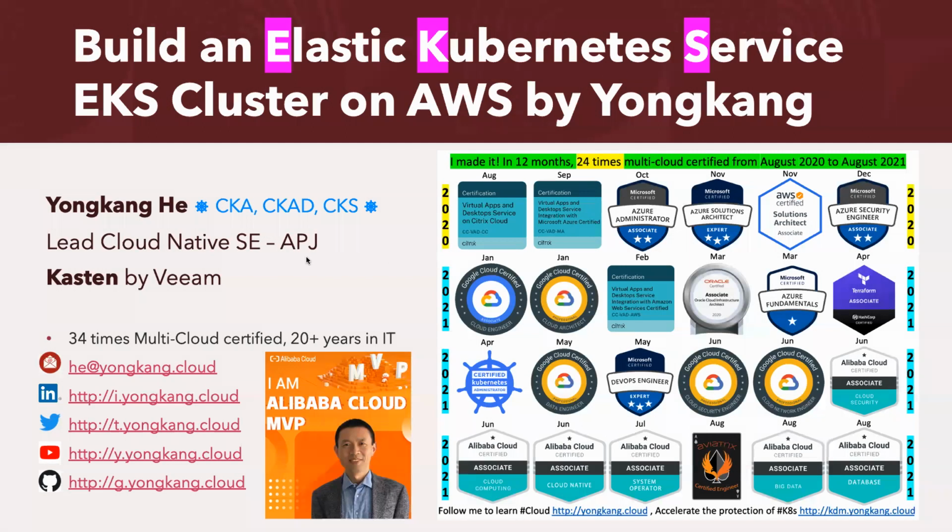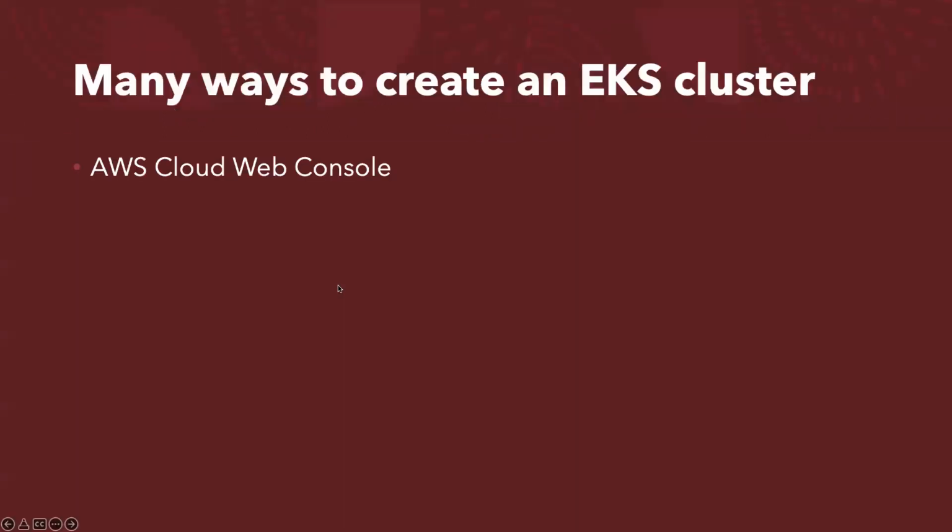So today's topic is about how to build an Elastic Kubernetes Service, or EKS, cluster on AWS. Let's get started. There are many ways to create an EKS cluster.